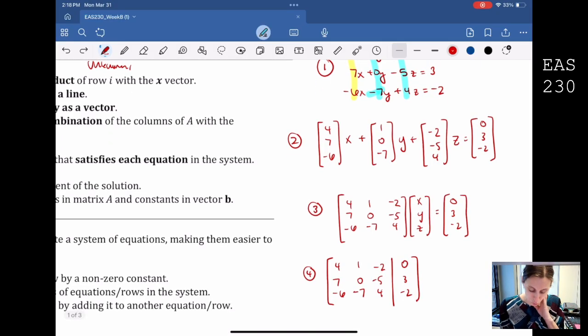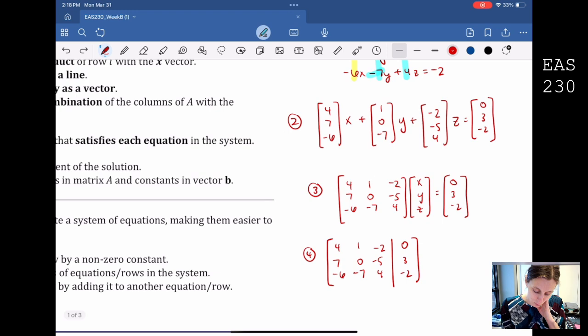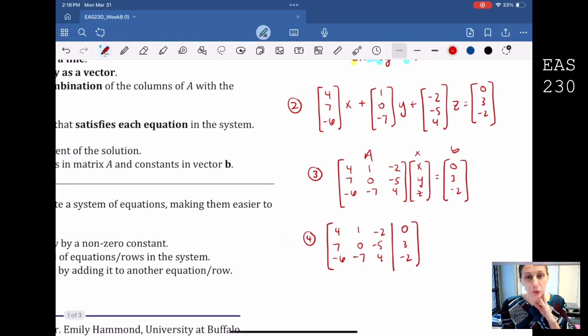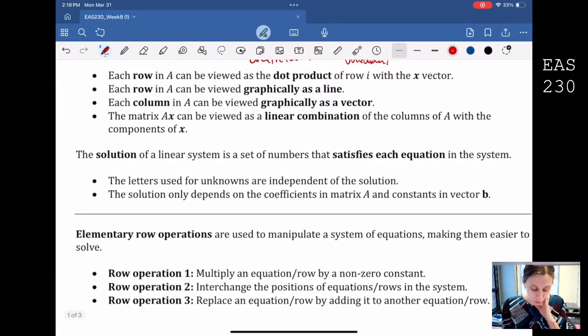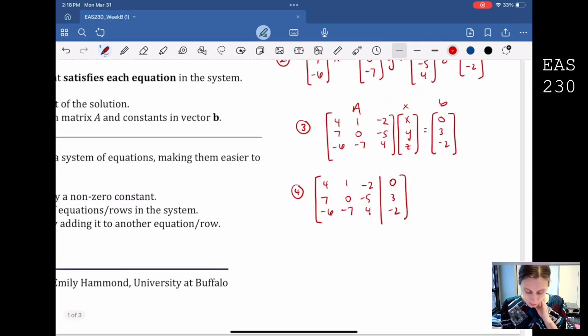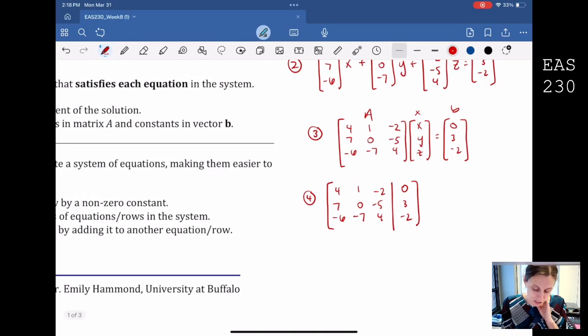Or if I write it as Ax equals b, it's like this, where here's A, here's x, here's b. It turns out our solution for a linear system is just a set of numbers that satisfies our equation. It doesn't really matter what letters we use for our unknowns. It just matters what our coefficients are in A, and our constants are in b. So we don't even really need to keep track of these unknowns. We don't care what they're called. It's just our first unknown, second unknown, third unknown, fourth unknown. As long as A and b are set up correctly, we don't care what those are called.